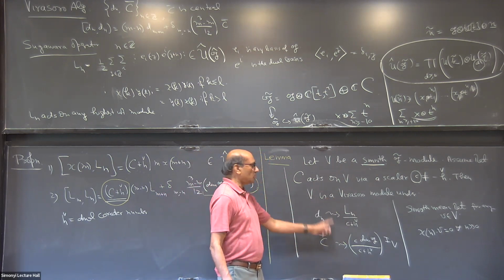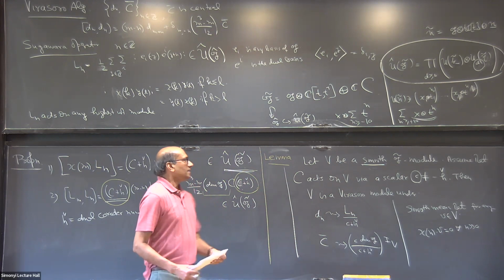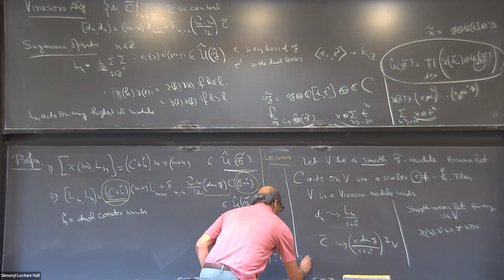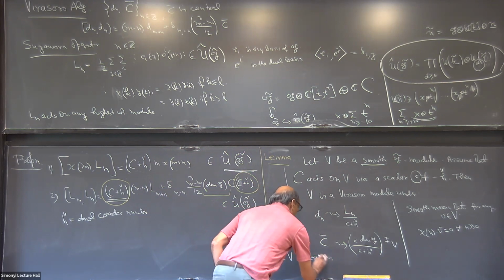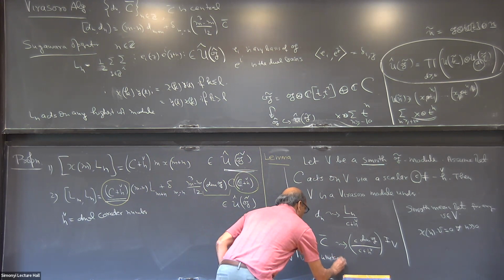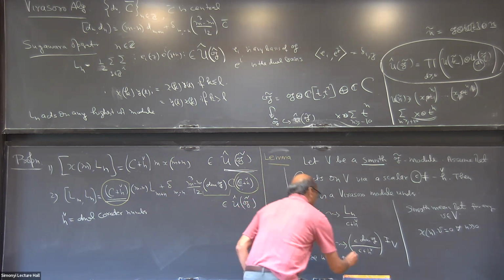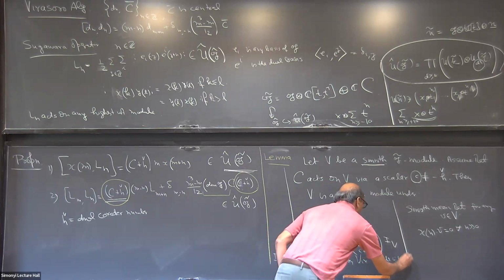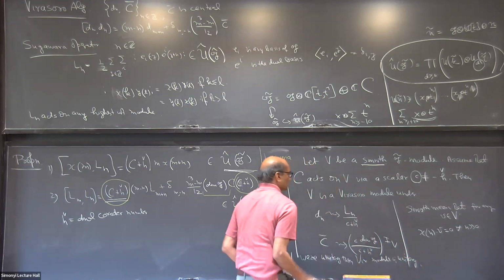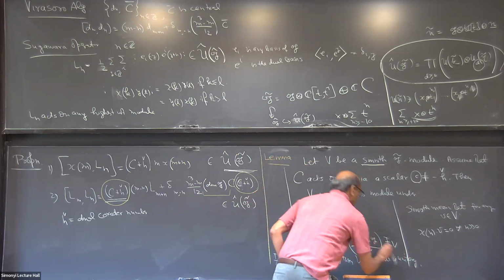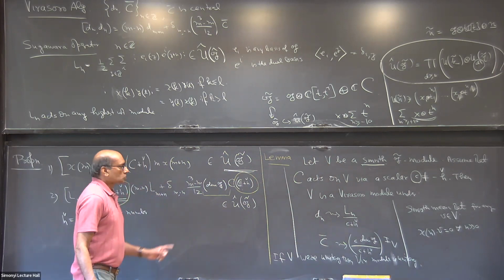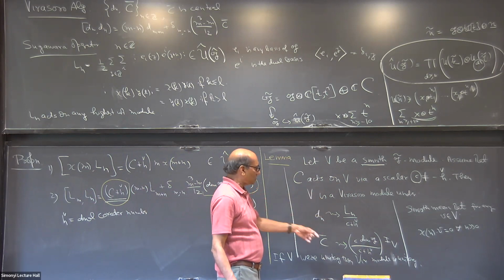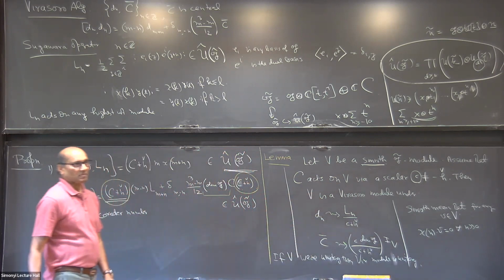Then V is a Virasoro module under this action. And if this representation were unitary, then the Vir module is unitary. So the same V becomes a representation for Virasoro. I'm not changing my V.